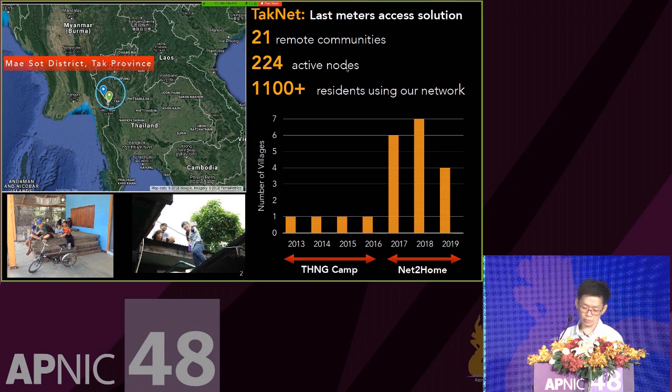So far, we have a good rate. In 2017, we deployed 6 villages, in 2018 we had 7, and this year we have about 4 up to now. In total, we have already deployed 21 remote communities, with more than 200 active nodes, which are wireless routers, and more than 1,000 resident users using our network on a day-to-day basis.